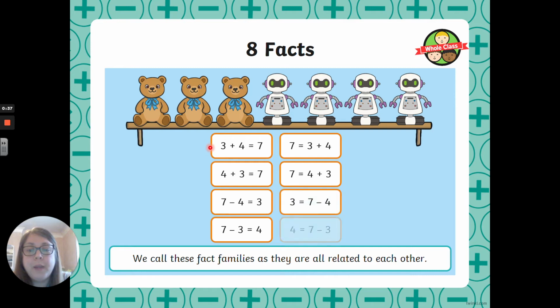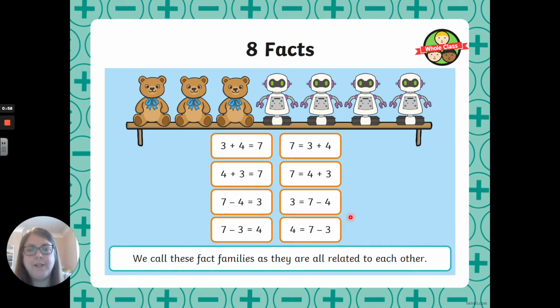Remembering, a part add a part equals a whole, so we do 2 of those. A whole equals a part add a part, we do 2 of those. A whole take away a part equals a part, and we do 2 of those. And then a part equals a whole take away a part. And as I said in yesterday's lesson, these 2 are the trickier ones. But with practice, hopefully, you will make sense of them.